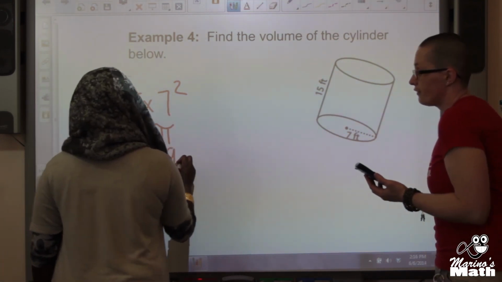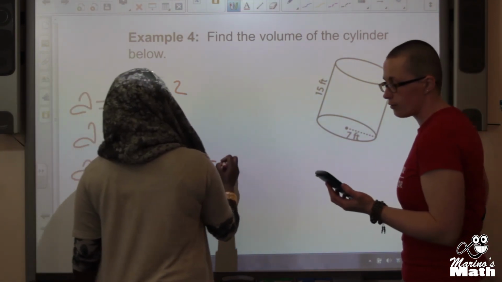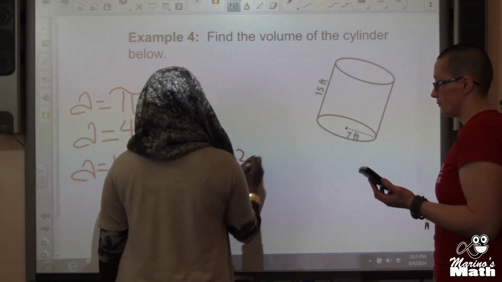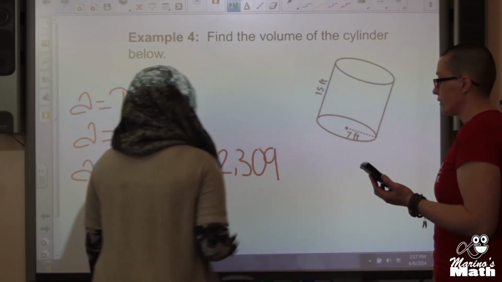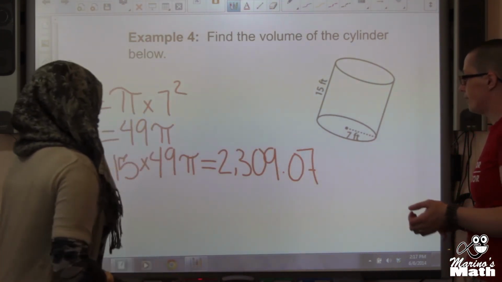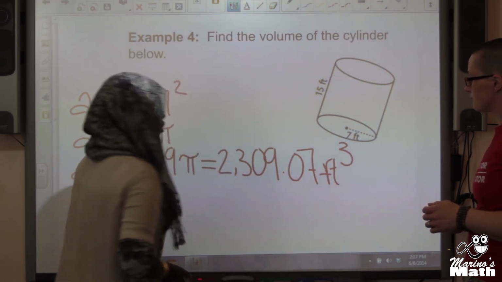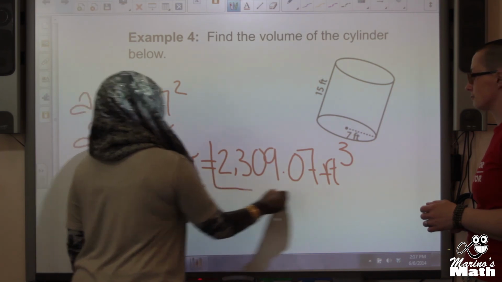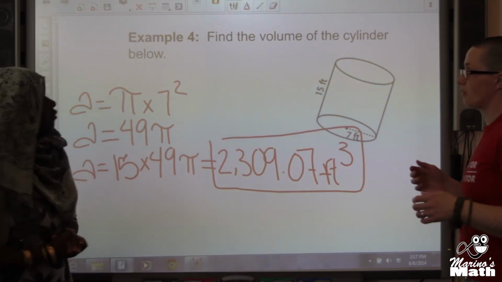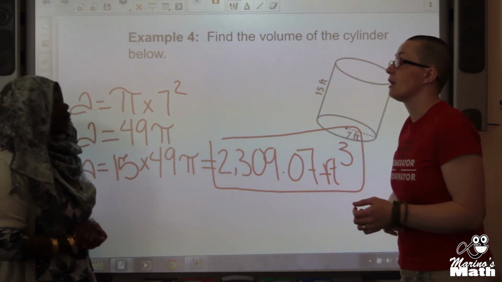And we're multiplying together 15, 49, and pi. And in your calculator, you will get the enormous number of 2,309.07. And our units. All done. So again, all of this is a matter of multiplying things together and remembering that you need a cube when we're talking about the volume.